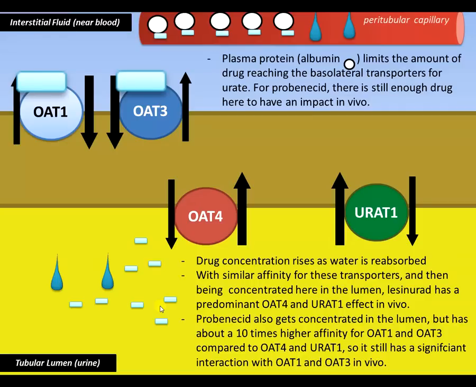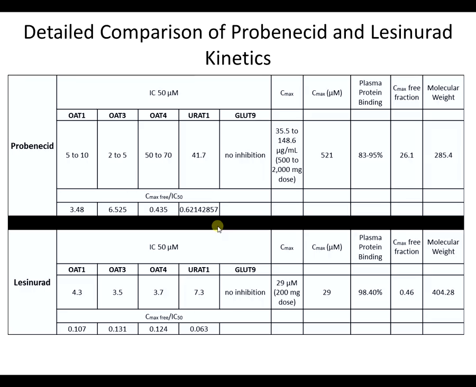And even if it had the same affinity for OAT1, OAT3, OAT4, and Urate1, like Lesinurad does, once you take water out of here, you're putting a lot more drug on this side, the concentration at least, on this apical side, so OAT4 and Urate1, which are the transporters that we actually want to inhibit for gout. Those will be inhibited more so relative to OAT1 and OAT3 when we give Lesinurad.